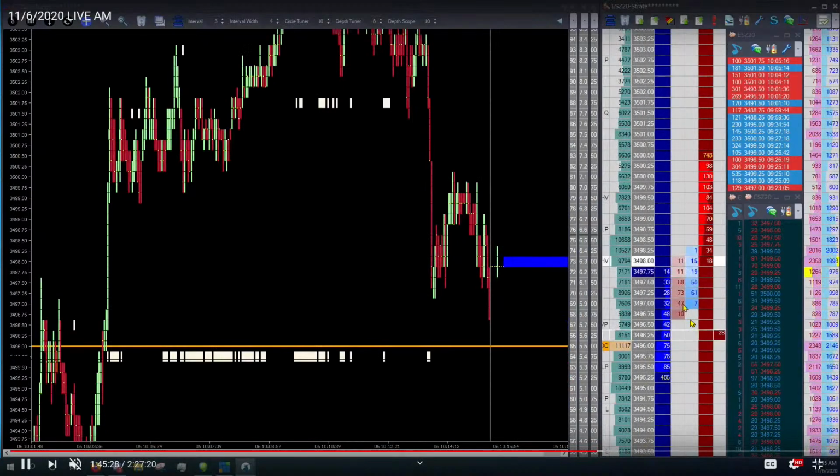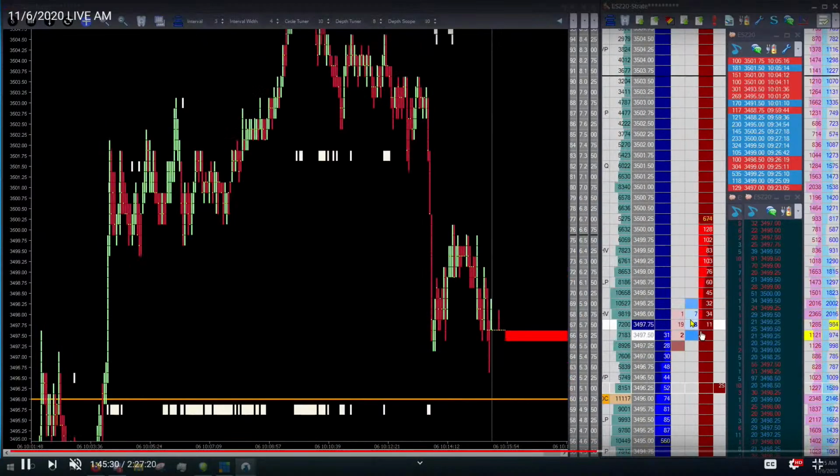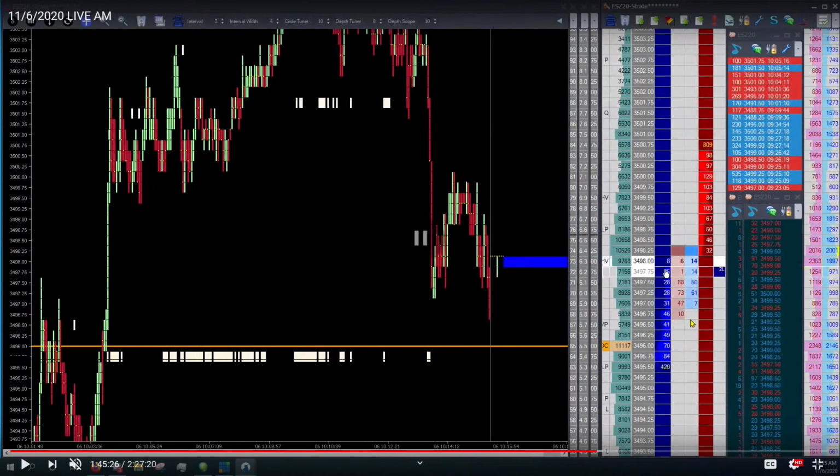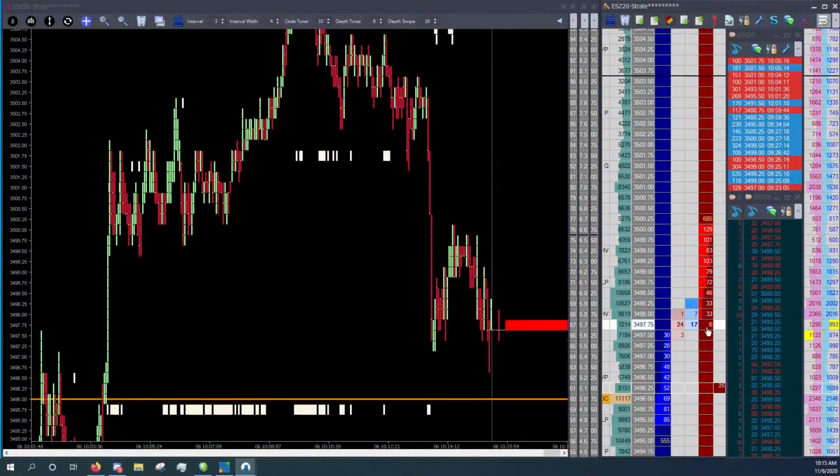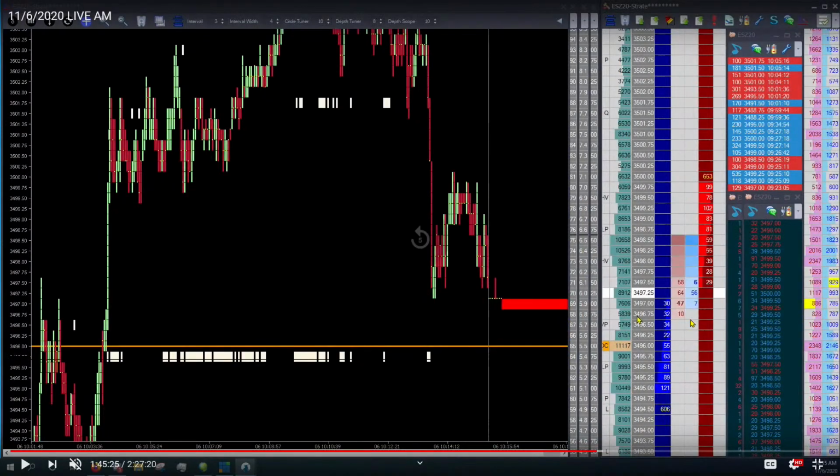Honestly, I think I hesitated way too much. Also, actually it wasn't a good attempt because the tape didn't confirm it. Like, I get why it was a good attempt, but it wasn't a good attempt, because the tape didn't confirm it. I could have broke even on that. I had plenty of chance to break even on that, and it wasn't working.